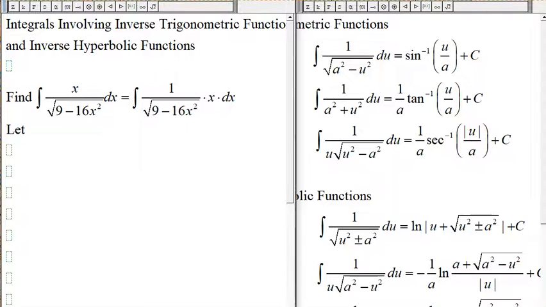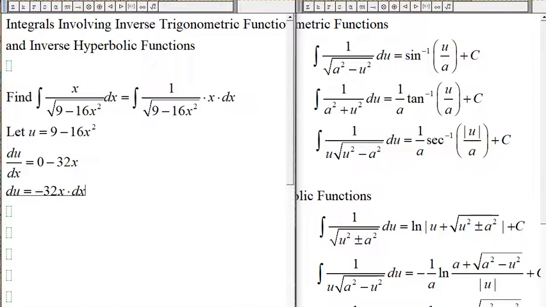And then we just let u be the 9 minus 16x squared. And so du/dx: the derivative of 9 is 0, and the derivative of x squared is 2x, and then times the 16 would be minus 32x. And so we have du is equal to negative 32x times dx.